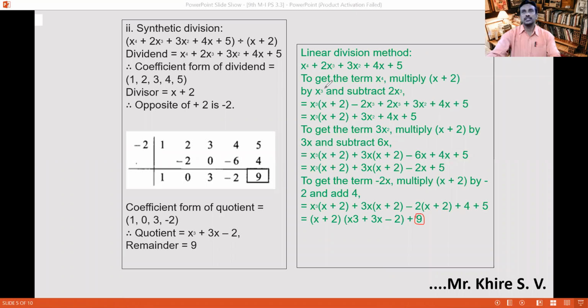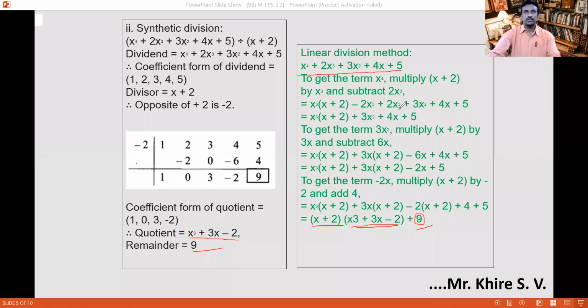First example: this total is our dividend. Dividend equal to divisor is x plus 2 and quotient is x cube plus 3x minus 2, and 9 is the remainder. In both the methods, the same answer will be there. This one is the quotient, and 9 is the remainder in both the methods. Got it, all of you?